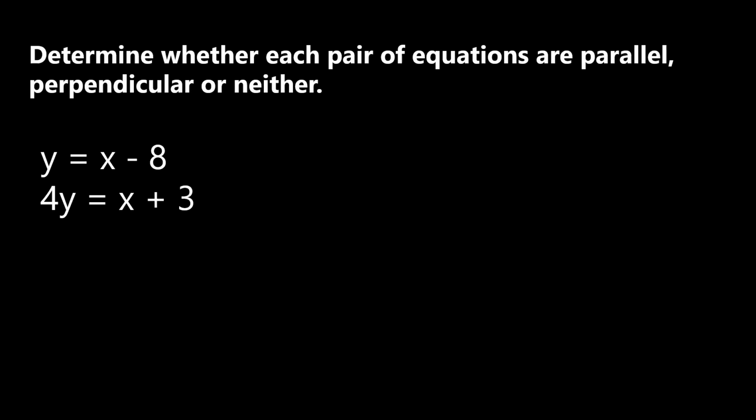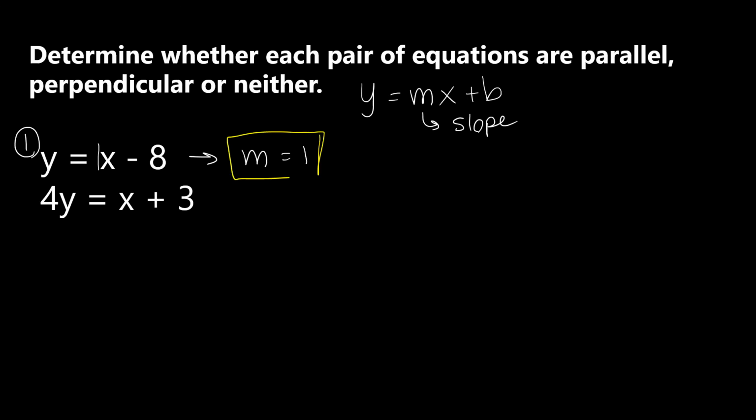Determine whether each pair of equations are parallel, perpendicular, or neither. So first, I have to determine what form these equations are in. I see equation number 1 is already in slope-intercept form, and remember, slope-intercept form is y equals mx plus b, where we're focusing on m, which is our slope. So for equation number 1, I can easily identify the slope as being 1. Remember, there's another little imaginary 1 right here. So the slope of the first one is 1.